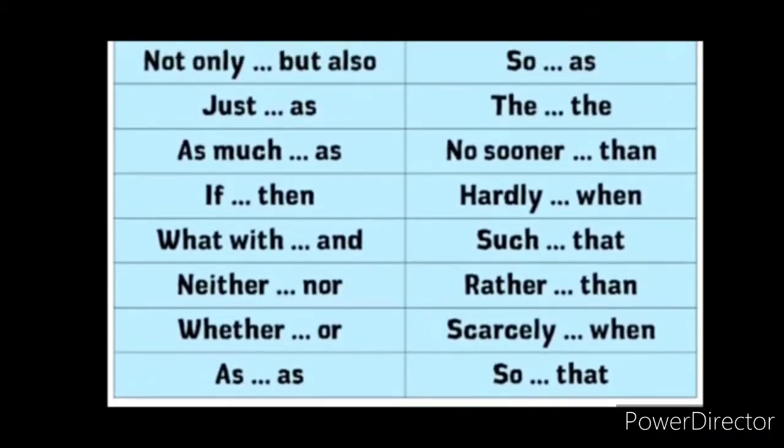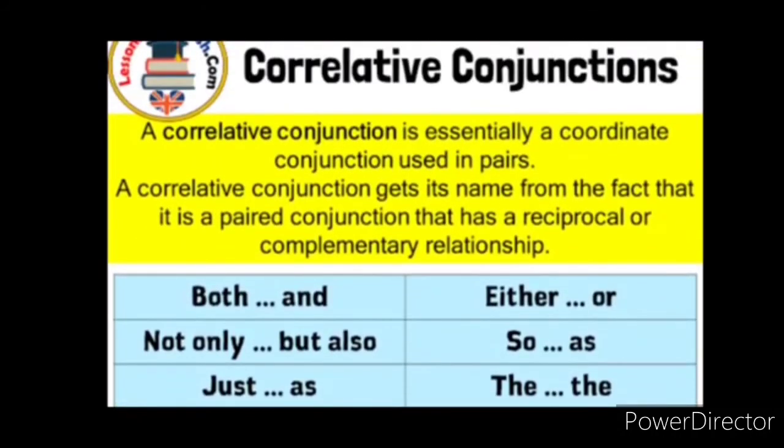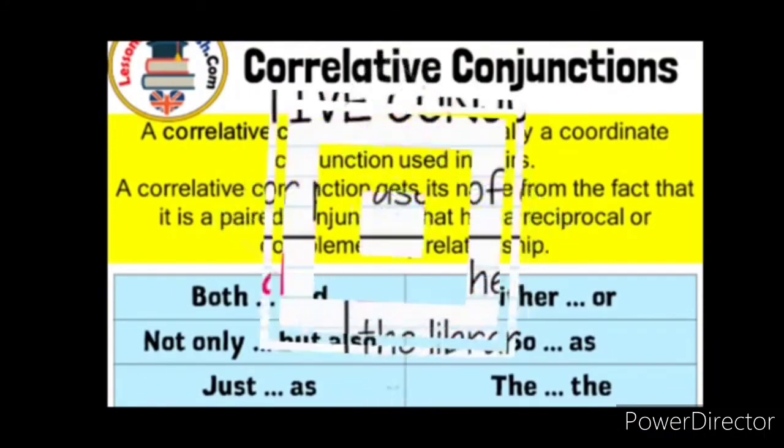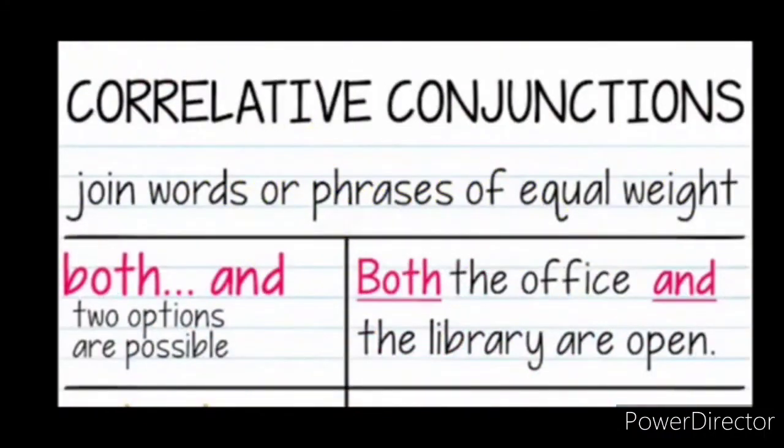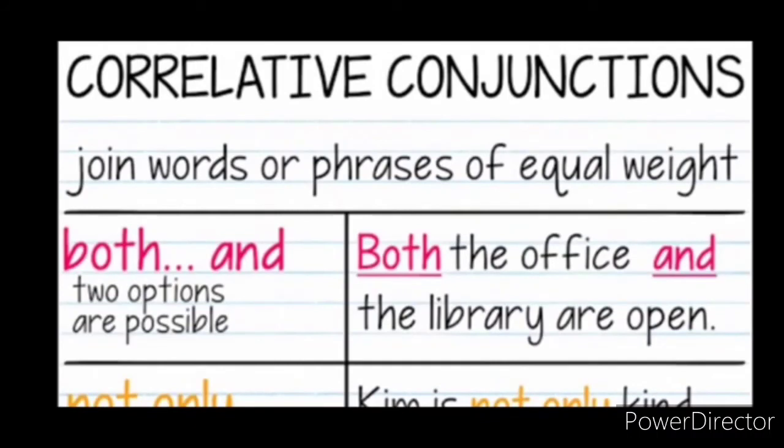So here is the list of correlative conjunctions. Let's see them one by one now. So children, correlative conjunctions are the conjunctions that join words or phrases of equal weight. See here, the first one, both and. Both and is a correlative conjunction.